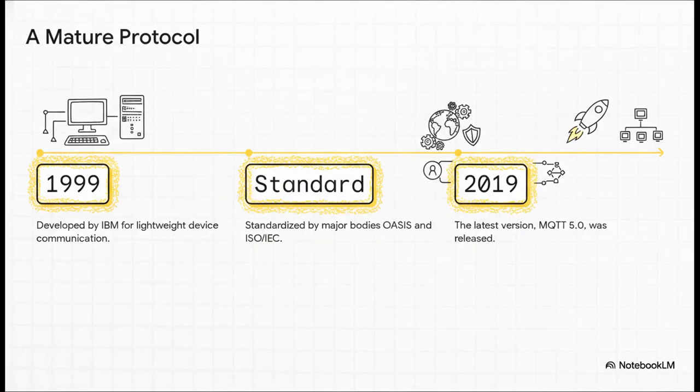And you should know, this isn't some new experimental tech. No way. MQTT has been around since 1999, originally developed by IBM. And it's been standardized by the same groups that give us things like Wi-Fi. That means it's a super reliable, mature, and battle-tested protocol that pretty much the whole world has agreed to use.